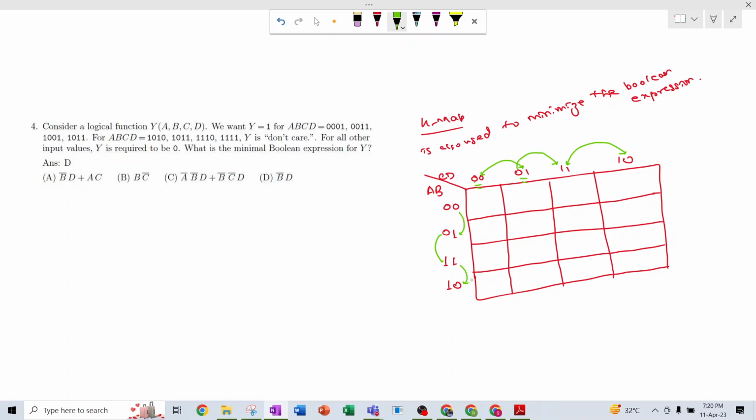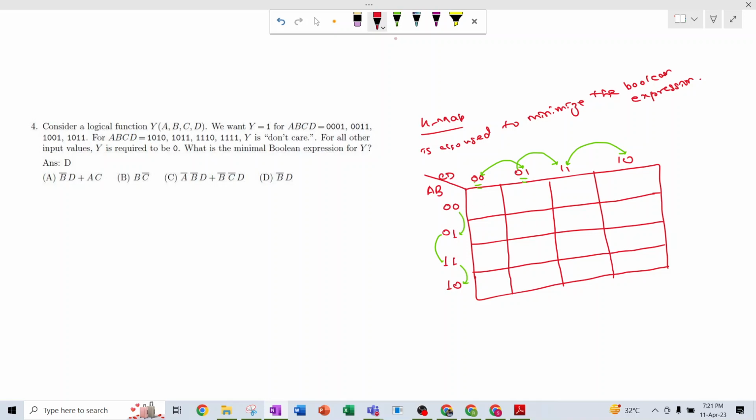That means only one variable can be interchanged. If it is 0, it turns to 1, and if it is 1, it turns to 0. Only one variable for each. Okay, so what is the case here? Here it is telling that y is equal to 1, the output is equal to 1 for ABCD 0, 0, 0, 1. So it will be 0, 0, 0, 1.